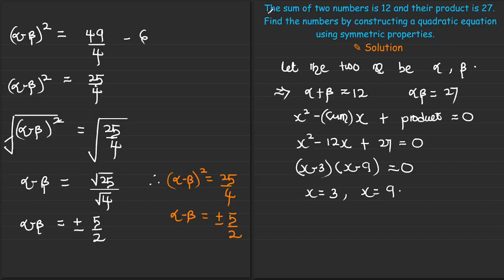So it says you have to find the numbers. These are the numbers. You see, so we say therefore the numbers are what? They are 3 and 9. So you realize that if you add 3 to 9, you get your 12. And if you multiply 3 by 9, you'd also get 27. As simple as that. So that concludes this lesson on the symmetric properties of roots. That is the sum and product of roots.